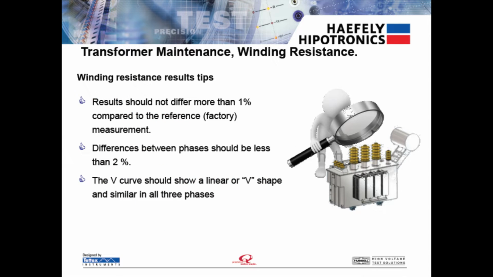So when doing winding resistance, your results should never differ more than 1% compared to the factory measurement and what's on the nameplate, and between phases should always be less than 2%.